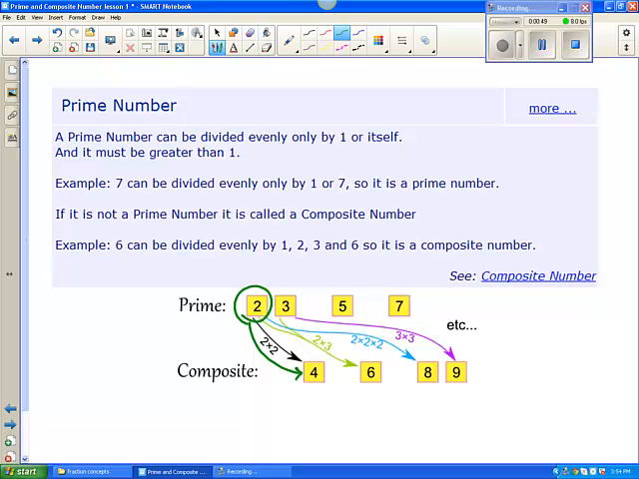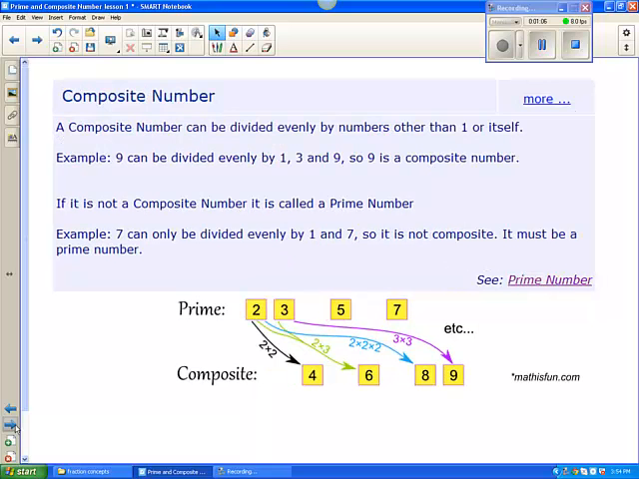The prime numbers only have 2 factors, 1 and itself, because 1 times 2 is 2. 1 and 3 are those factors for 3. There's no other way to get 3. Likewise, a composite number can be divided evenly by numbers other than 1. For example, 9. 9 can be evenly divided by 1 and 9, but also by 3.